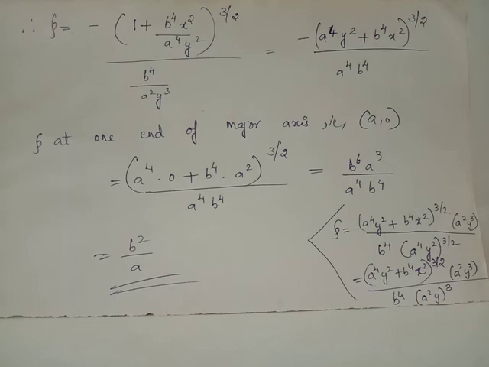This is because b raised to 4, the whole raised to 3 by 2 becomes b raised to 6, and a square the whole raised to 3 by 2 becomes a cube. Thus we have the radius of curvature at a,0 equals b square by a.